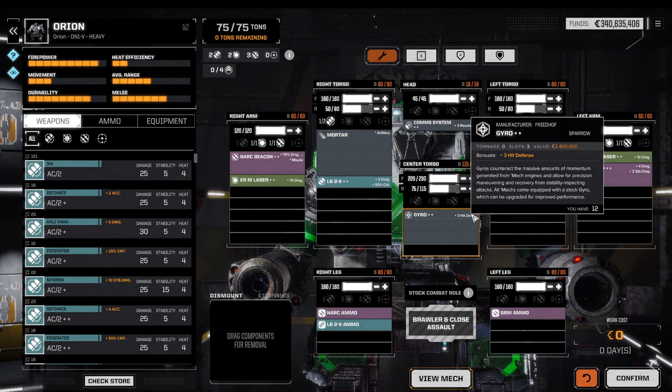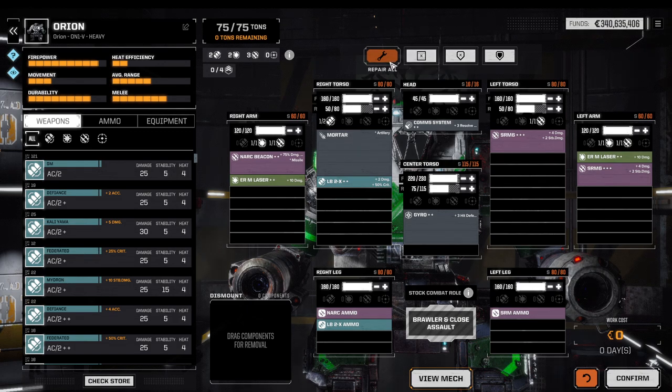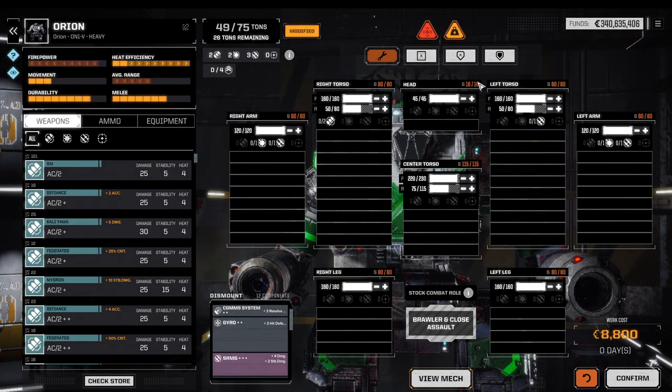So, let's start with the armor side first. With that, we're stripping all of the equipment and taking a look at armor. Each mech has an equal amount of armor and structure on each of its locations, meaning that the amount of armor that you can put on each of the positions is equal to the amount of structural points that this position already has. Armor is a buffer for damage and refreshes between missions.